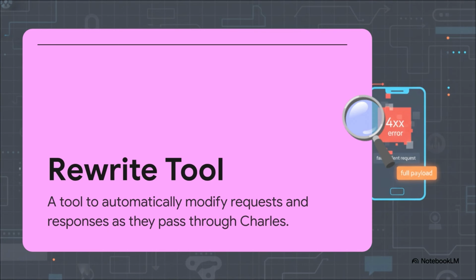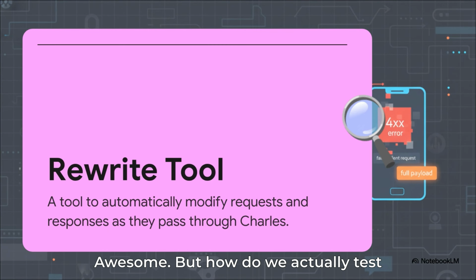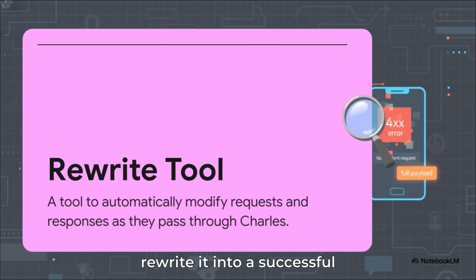So we found the bug. Awesome. But how do we actually test a fix? I mean, we could wait for the backend engineers to manually change our test user's token state, maybe shoot them a Slack message and wait 3 hours, but that totally kills our momentum. Enter the rewrite tool. This is arguably Charles Proxy's single most powerful feature for front-end developers and QA engineers. It lets us intercept that 401 response and automatically rewrite it into a successful response, right on the fly, before the mobile app ever even sees it.